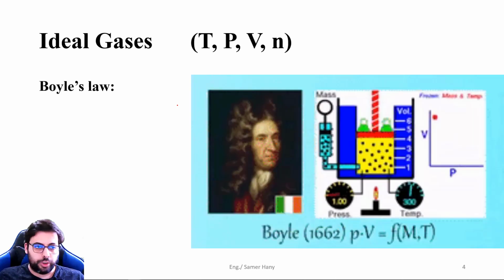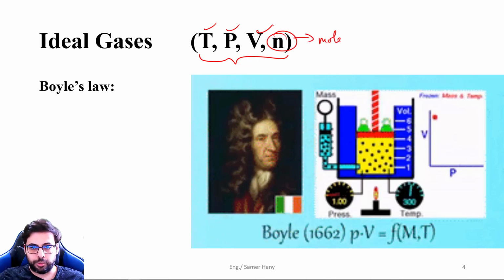So starting to build the ideal gas law, how do we quantify or relate the parameters of the gas together? What are the parameters of the gas? These are the temperature, pressure, volume, and amount. And the amount is the number of moles. We represent the amount by the number of moles.